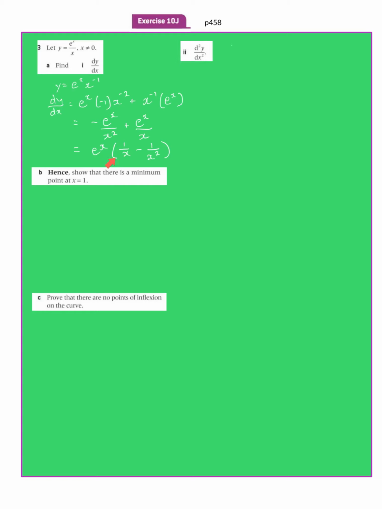Okay, so that's the first derivative. Part 2 is the second derivative, so we're going to use this. Again, we're going to rewrite it using the index form here. So that's e to the x times x to the minus 1 minus e to the x times x to the minus 2. And we're going to take the derivative of that to give us the second derivative of this function here.